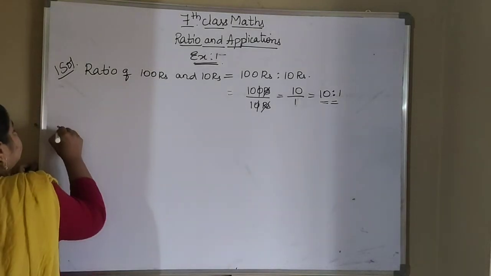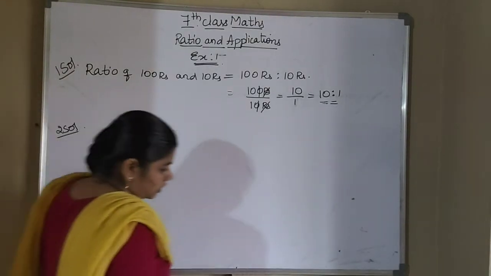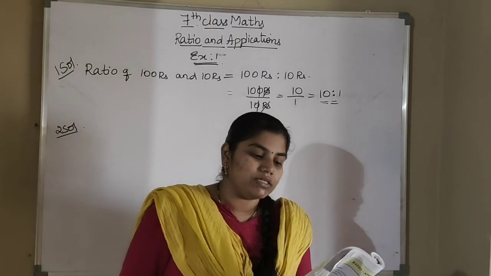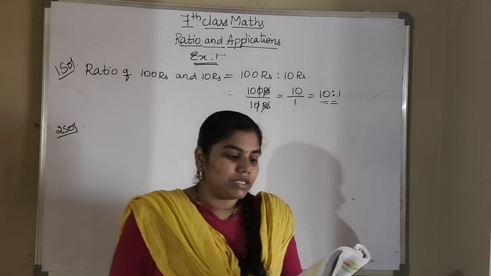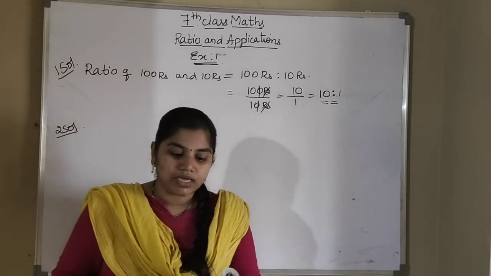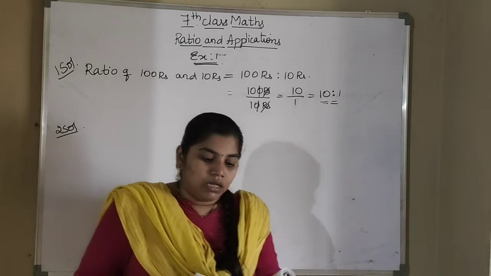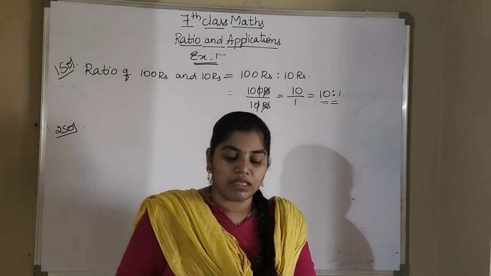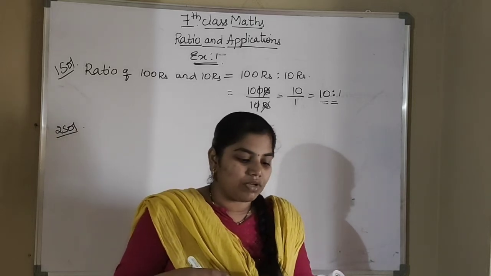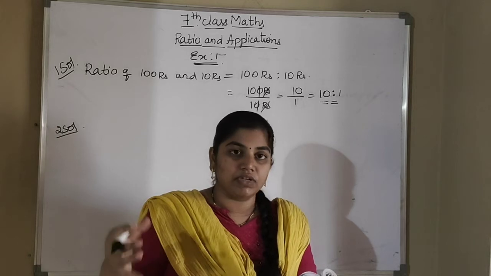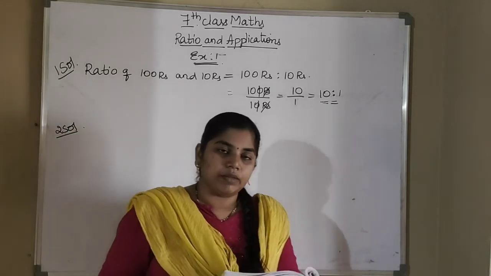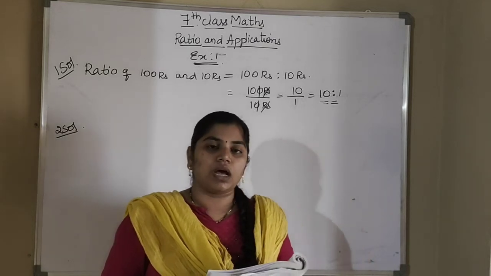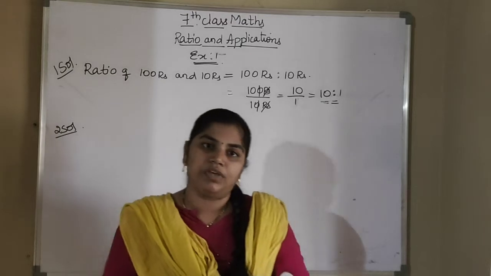Next is the second question. Sudha has rupees 5. The money with Radha is 3 times the money with Sudha. How much money does Radha have? So Sudha is having 5 rupees and Radha is having 3 times the money with Sudha. So Sudha is having 5 rupees and Radha is having 3 times more than Sudha. That means we have to do 3 into 5. So how much money does Radha have? Radha has how much amount, we have to find.